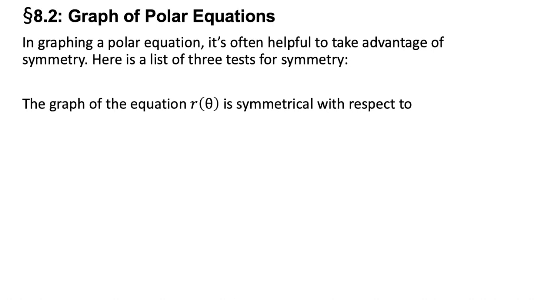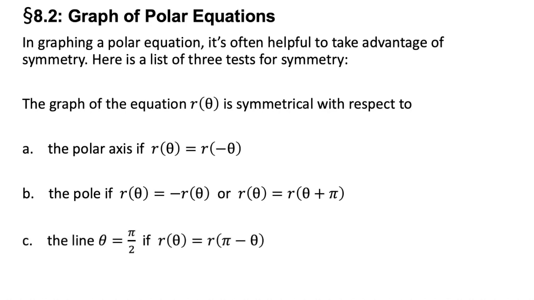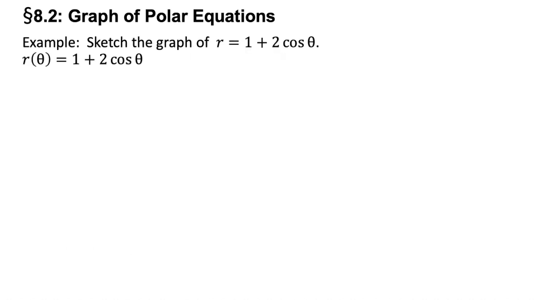The graph of the equation r of theta is symmetrical with respect to the polar axis if r of theta equals r of negative theta, the pole if r of theta equals negative r of theta, or equals r of theta plus pi, and the line of theta equals pi over 2 if r of theta equals r of pi minus theta. Let's sketch r equals 1 plus 2 cosine of theta.